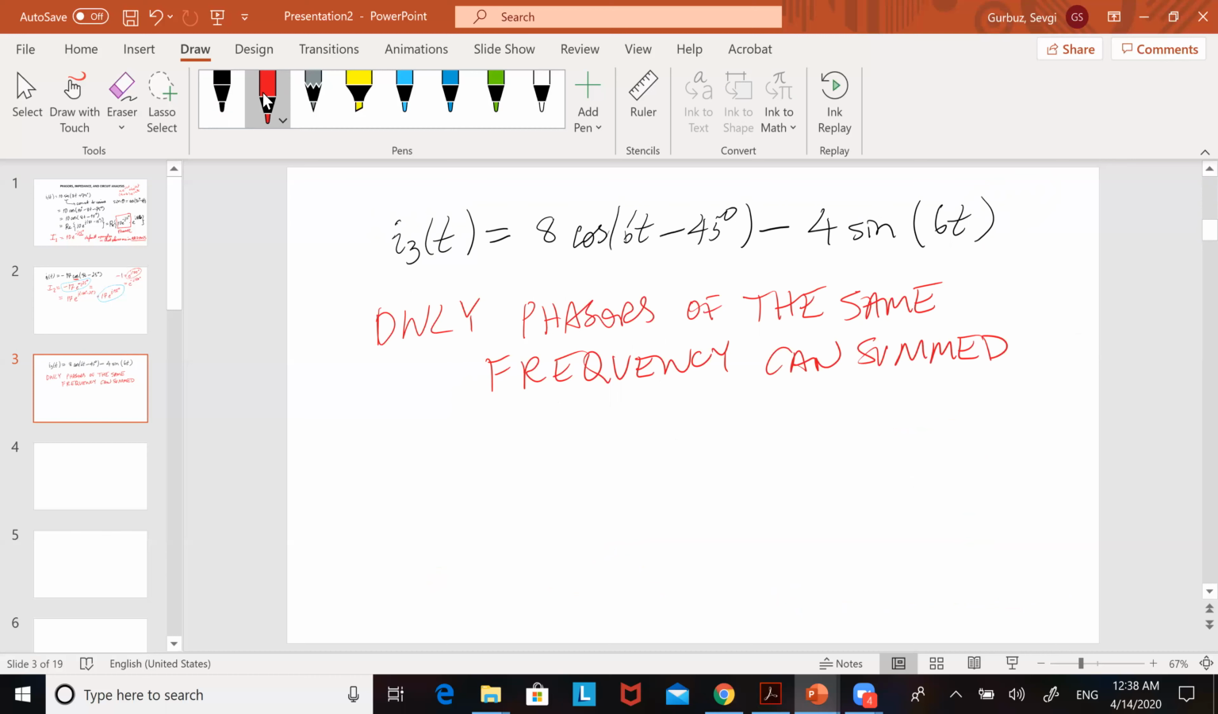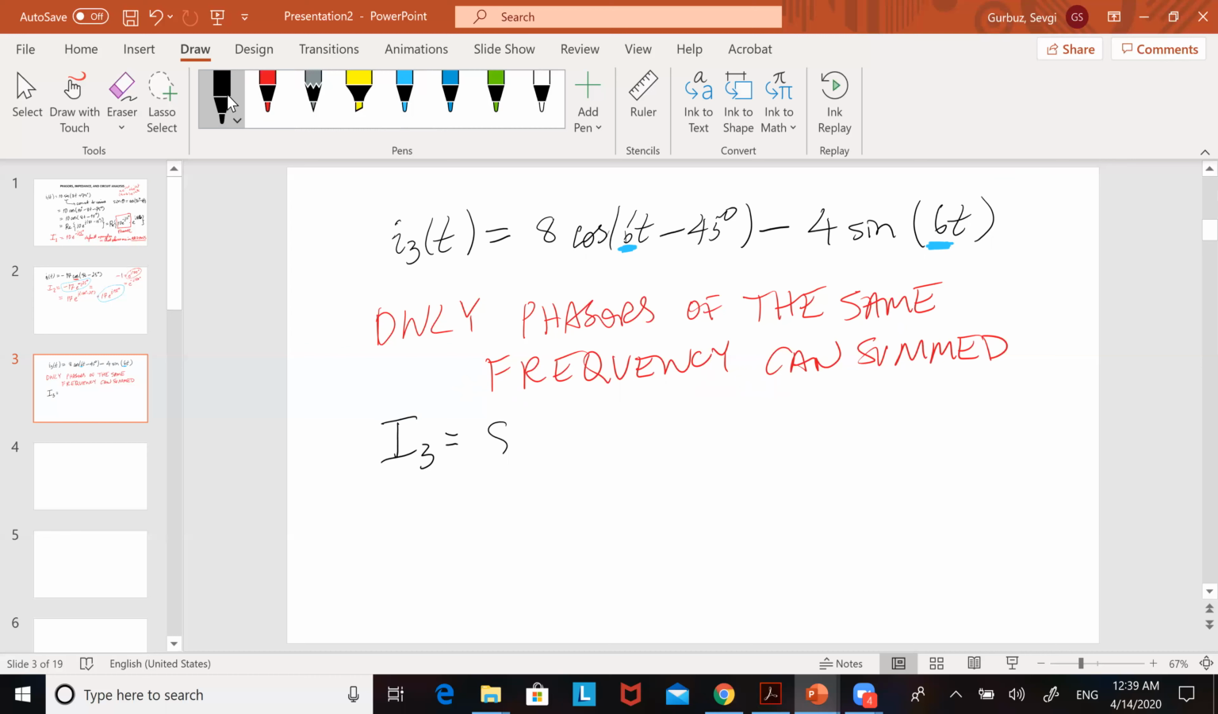We've been asked to do a summation or a subtraction. Are the frequencies the same? Well, let's look at the function. To understand whether the frequencies are the same or not, we need to look at the coefficient of the t parameter. So the coefficient of t is 6 in both of these functions, which means that yes, in this particular problem, we can add the two phasors together. So let's write I3 as the sum of two phasors.